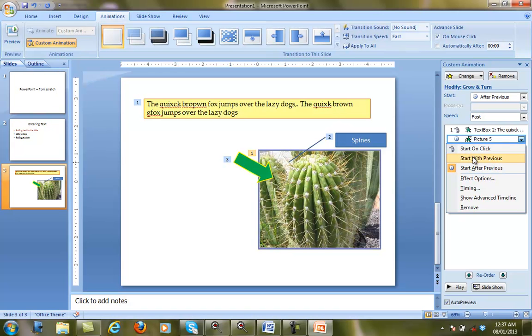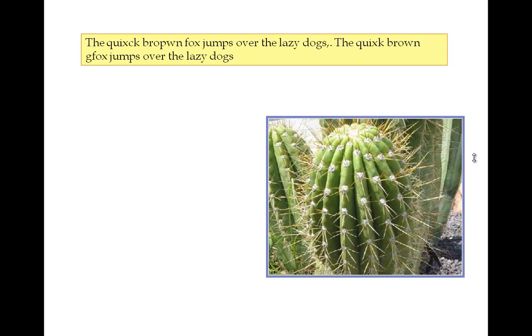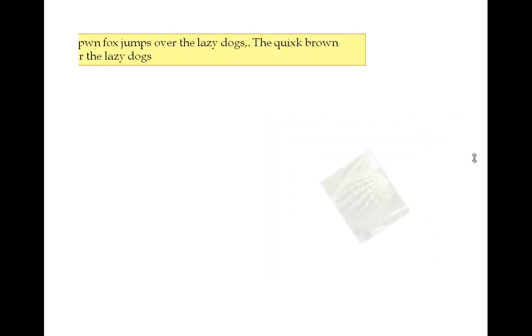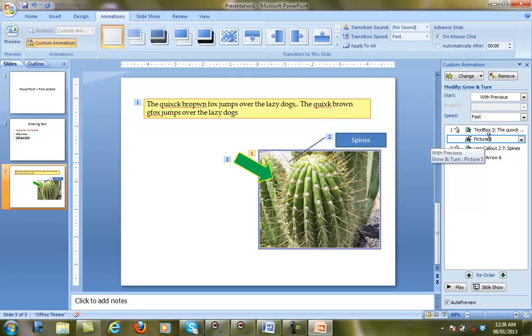Let's now see what would happen if I say start with previous. Now let's run it. Waiting for me to click. Notice both came almost together. While that starts, this is also started and both of them arrived together. That's because we chose with previous there. And you can see that with previous doesn't have any icon. This has a mouse and this has a watch. Okay, so you can choose whatever options you want accordingly.